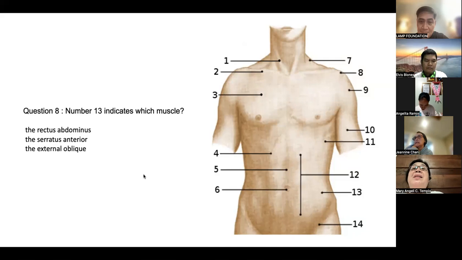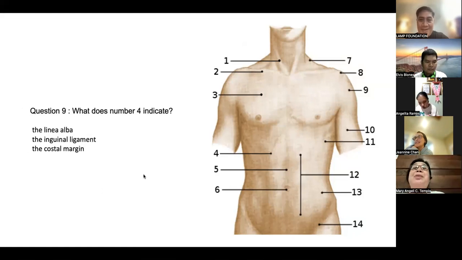Number 13 indicates which muscle? Rectus abdominis. Sorry, number 13. Oh, one mistake, 13. Wait. External oblique. Okay. Am I pressuring you? Okay. What does number 4 indicate? Sorry. It's okay. Number 4 is costal margin.